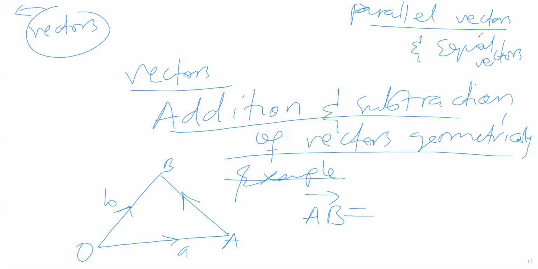So you can see that the answer is going to be negative A plus B. That's what we're going to have. Which is the same as AO plus OB. So that's AB.